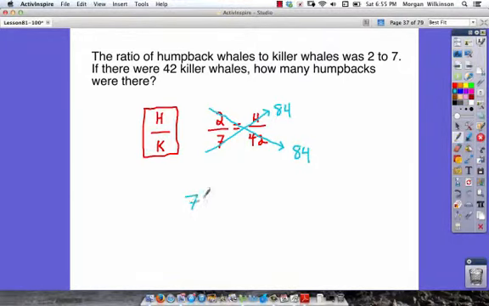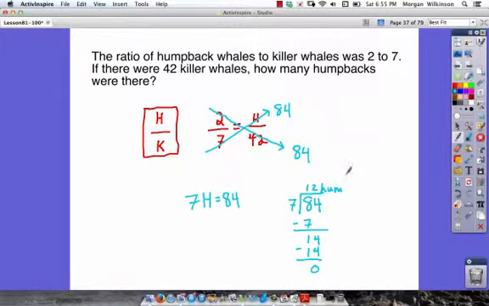So 7 times H equals 84. We can go ahead and solve this. We know this is going to be division because H has to be some number less than 84. So 84 divided by 7. 7 goes into 8 one time. We get 7 with 1 left over, and we bring down our 4. 7 goes into 14 2 times. 7 times 2 is 14. We have nothing left over. We've got our final answer. How many humpbacks were there? Well, there were 12 humpbacks.